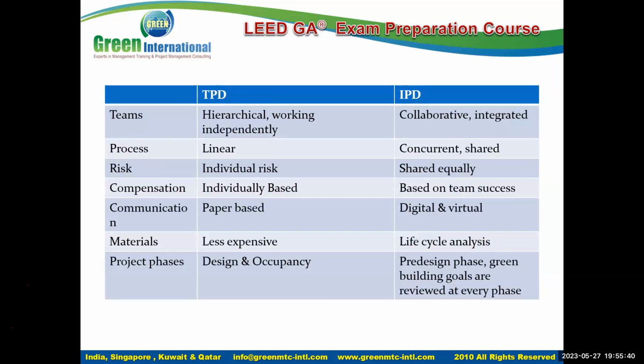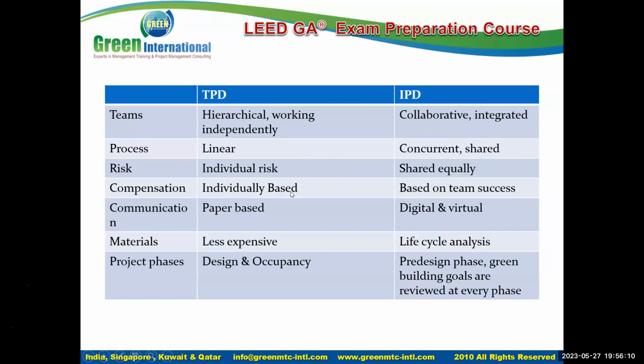Now, this is a very broad table to distinguish between the traditional method and the integrated method. Okay, so when we look at the teams, the traditional method is usually hierarchical and they work independently. Like I said, it is a very linear method, whereas the IPD is a more collaborative process and it's shared and integrated, right? The risk in the traditional one is individual, whereas the risk in the integrated is shared.